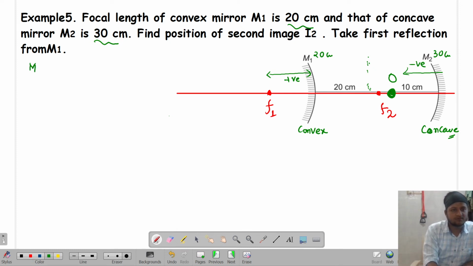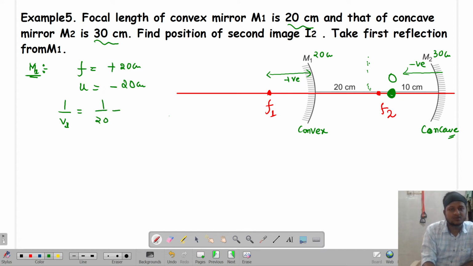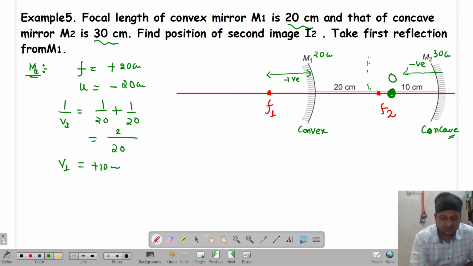So first we'll do the calculation for M1. Now, focal length is what? It is positive, so it will be plus 20 centimeter. Object distance, although it is on the right, will be negative because it is opposite to the direction of incident light. So minus 20 centimeter. I can calculate the image distance V1: 1/V1 = 1/20 + 1/20, which becomes 1/10. So image V1 is plus 10 centimeter. Now can you tell me where this image is getting formed?